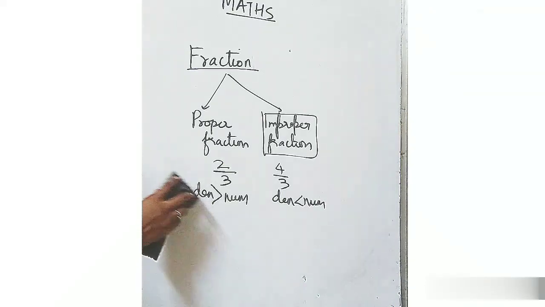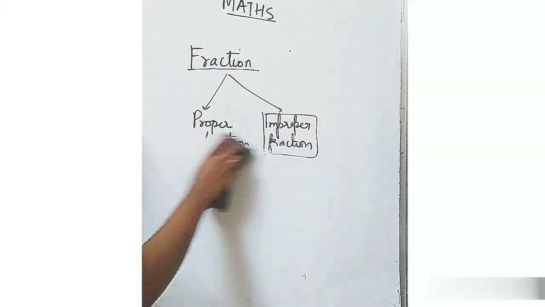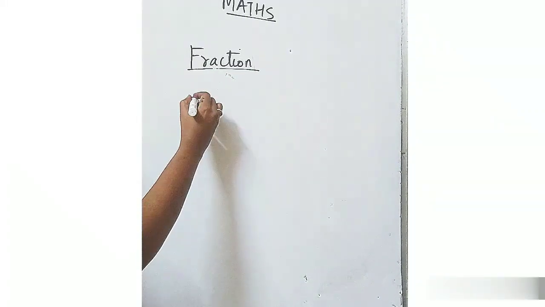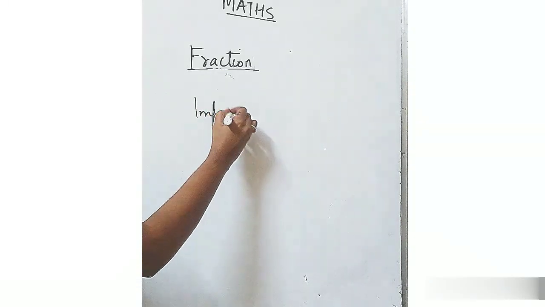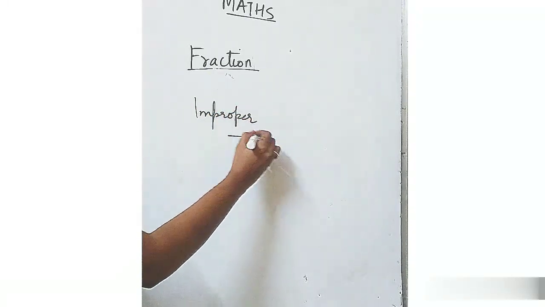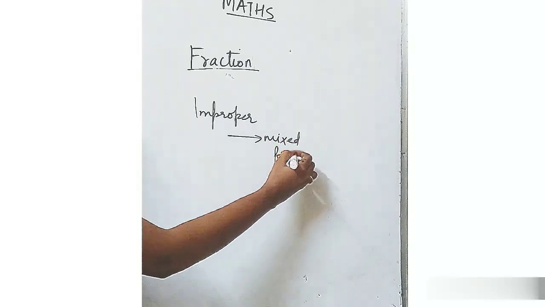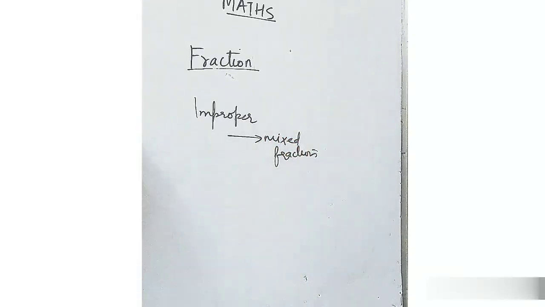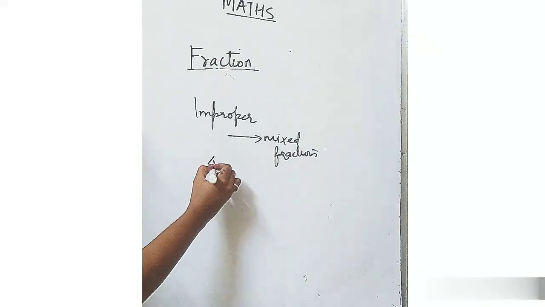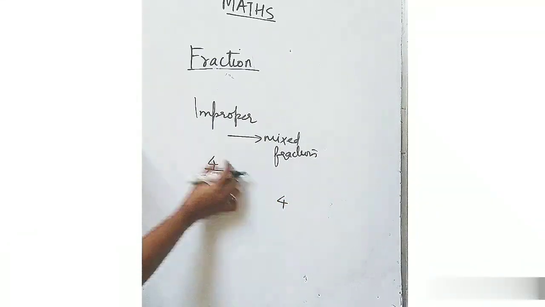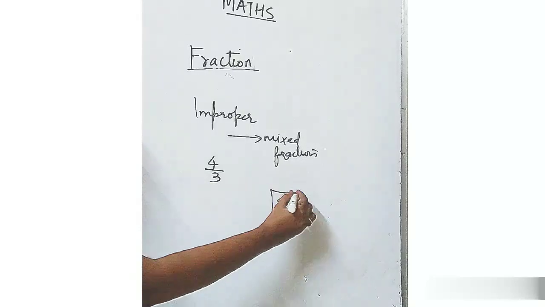Okay, now we'll see how we will convert it. Now we are going to see improper fraction to mixed fraction. It's very simple. I'll tell you a very easy way of doing it. If I'm talking about a fraction, improper means what? Numerator is greater than denominator. I'm going to take a very simple one. So what you do, I'll take 4, the numerator, inside, and I will divide it by 3.